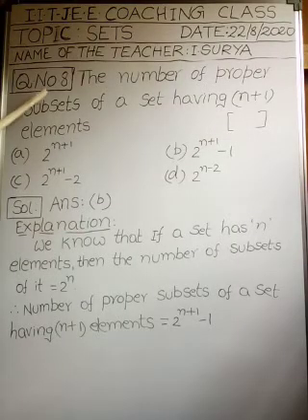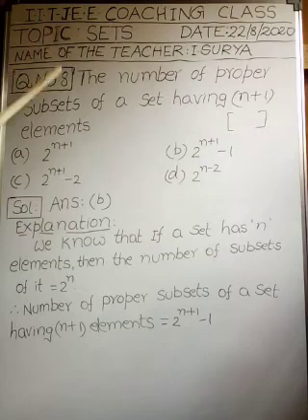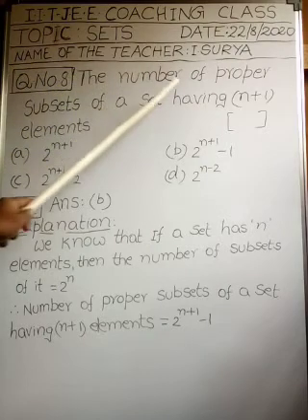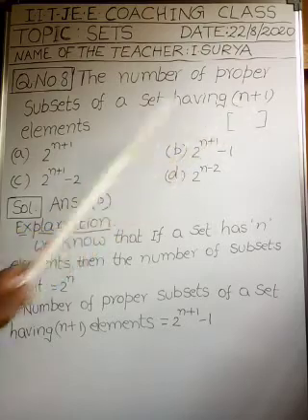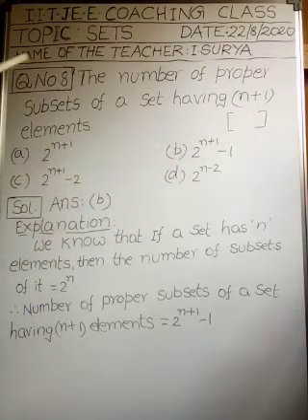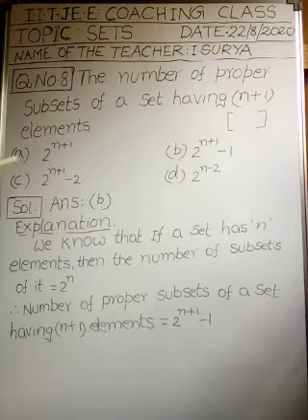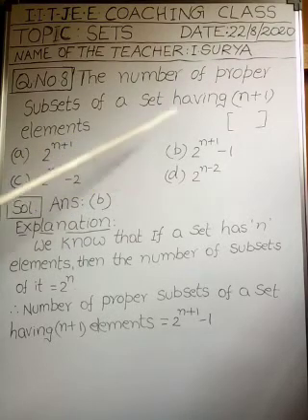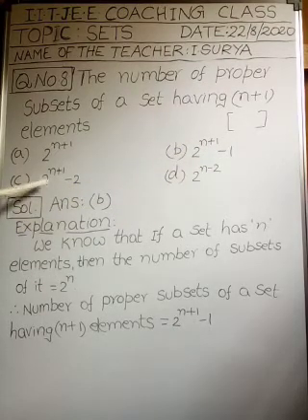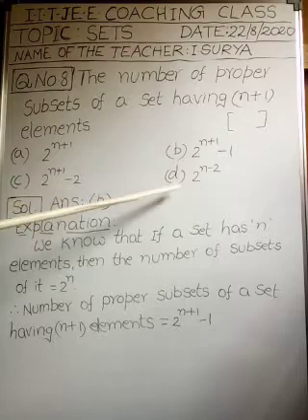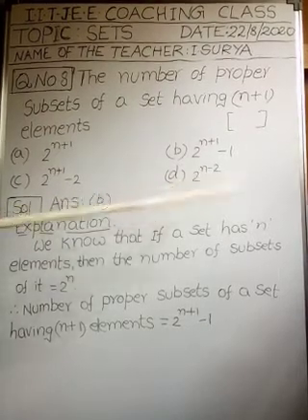Now come to the next question, my dear children. Question number 8. The number of proper subsets of a set having n plus 1 elements. This question is based on the number of proper subsets of a set. Okay, my dear children. See the options here. First option 2 power n plus 1. Second option 2 power n plus 1 minus 1. Third option 2 power n plus 1 minus 2. And the fourth option 2 power n minus 2.